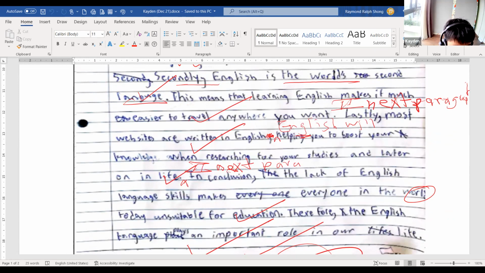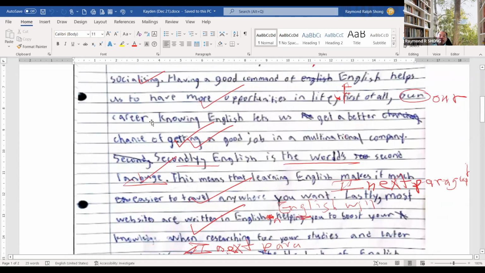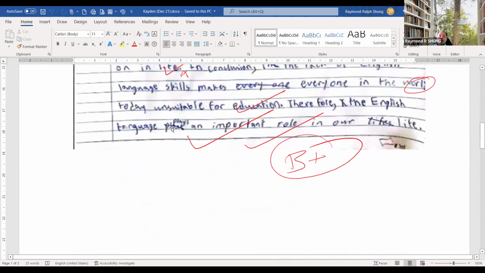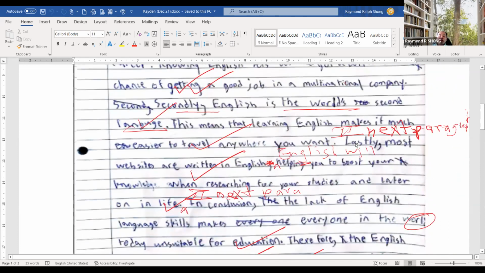English will help you to boost your knowledge when researching for your studies and later on in life. Okay, when you have the "in conclusion," you must put it in the next paragraph, Kaden. You don't put everything here as one paragraph like that. But I give you a B because your content is very good. By right, if you see the word "lastly," it should be the next paragraph.